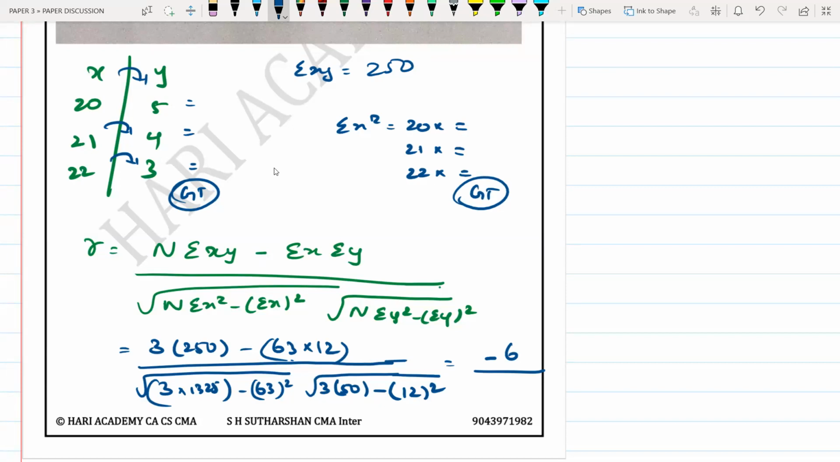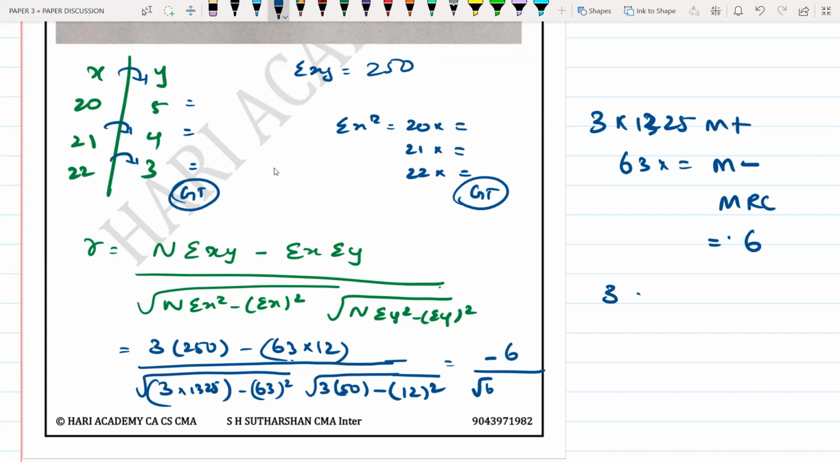Okay, what you need to do? 3 into 1325 minus 63 square, minus, root. You will be given the answer 6. Okay, that is root 6. That is, you need to put root here. So root 6. Next, 3 into 50 minus 12 square, minus, root.